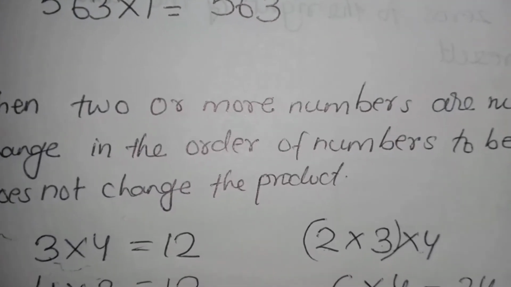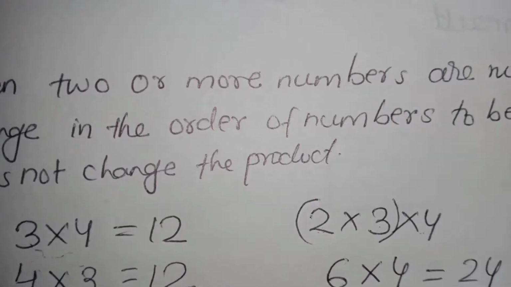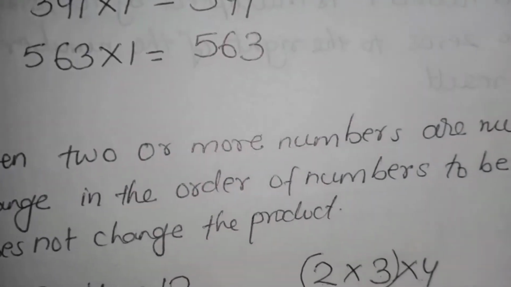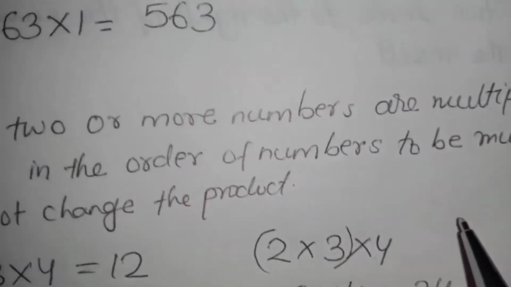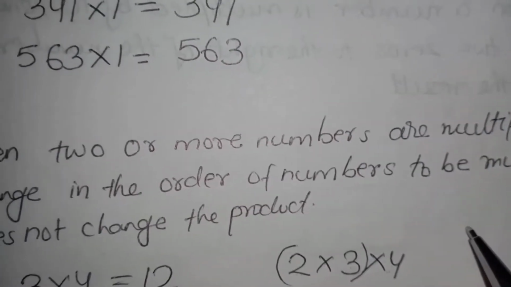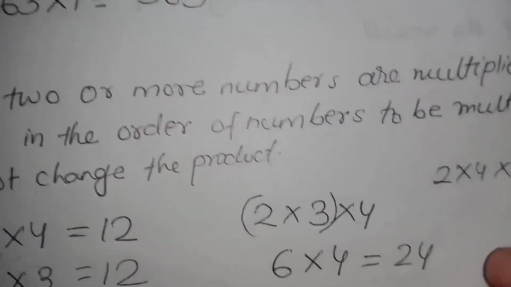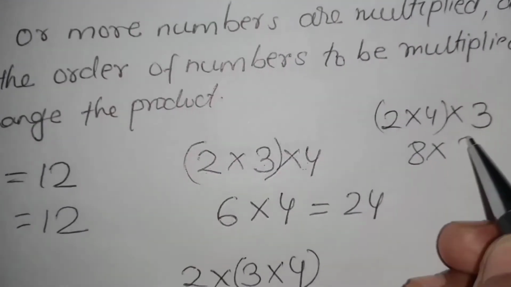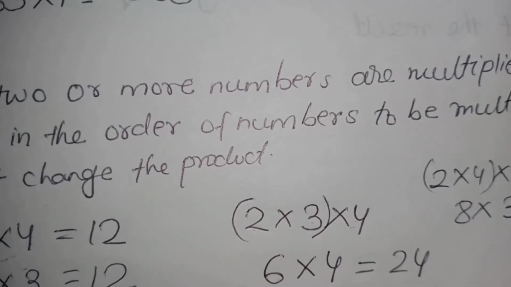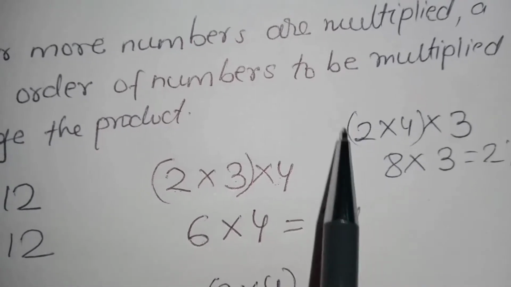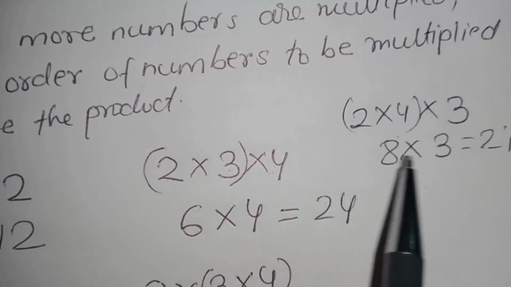I'll change the order. Again I will show you. Here I have changed the grouping. Now I will change the order. Like I want to now multiply this 2 and 4 first. So I'll write here 2 into 4 into 3. So 2 times 4 is 8, into 3. So 8 times 3 is 24. So you have seen I change again the order and I change the grouping.